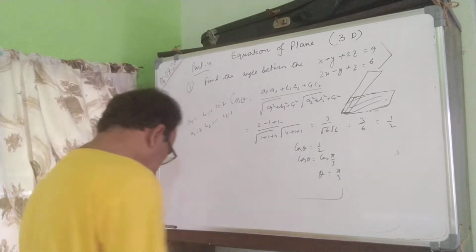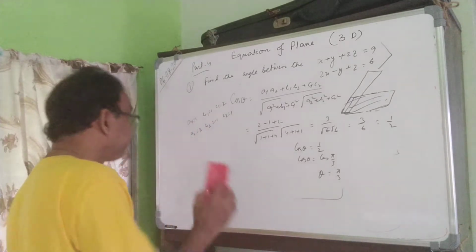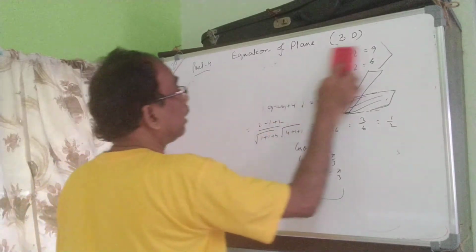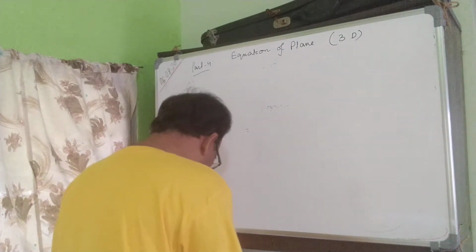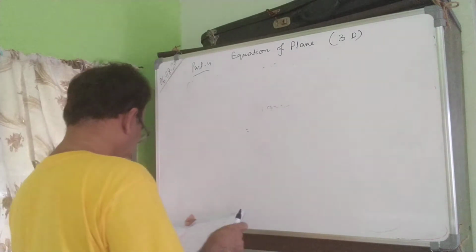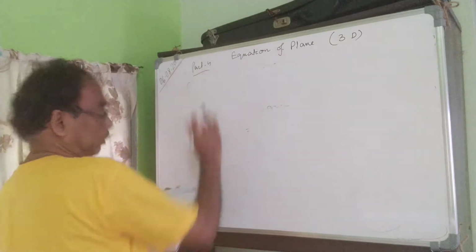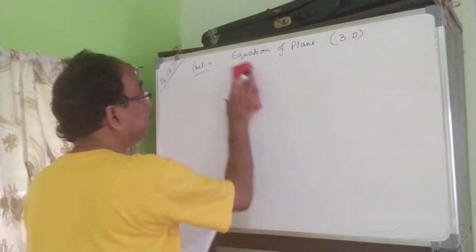Now show that the line between vector equation, sum number 3.